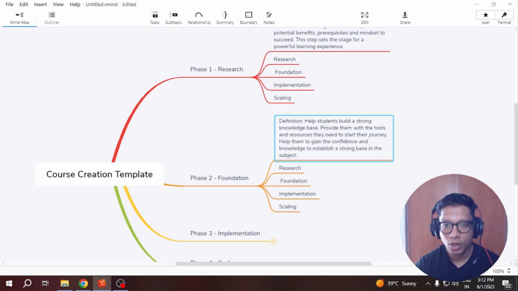So here your whole goal is to help students build a strong knowledge base, provide them with the tools and resources they need to get started with their journey, help them to gain the confidence and knowledge to establish a strong base in the subject. Okay, so imagine, guys, whenever you want someone to have a strong physique, build muscles, what do you need? Not anyone can go inside the gym and start lifting heavy weight without actually knowing their body, without having the strong framework, or without knowing the inside and outside of the body, right?